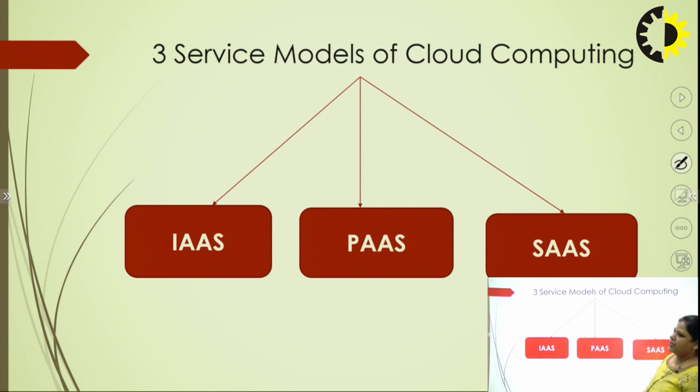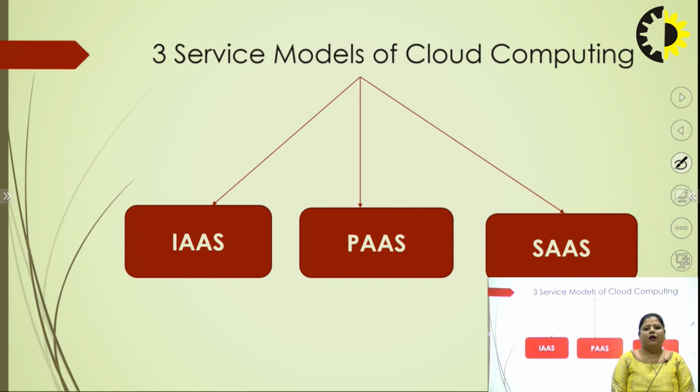So we discussed four deployment models of cloud: public, private, hybrid and community. Next, there are three service models of cloud computing. The first is infrastructure as a service, the second is platform as a service, and the third is software as a service.